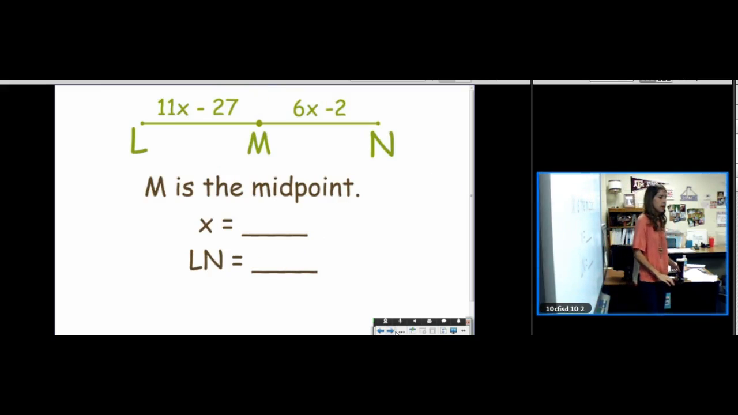Midpoint problem for you. Which one? Oh, do you have 2 equal bucks? Okay. No?